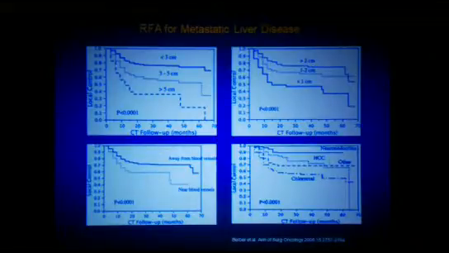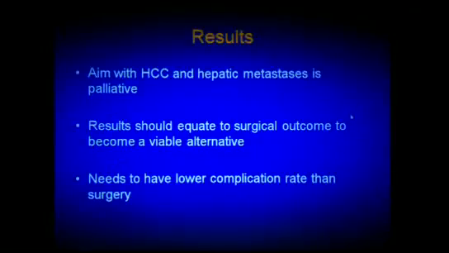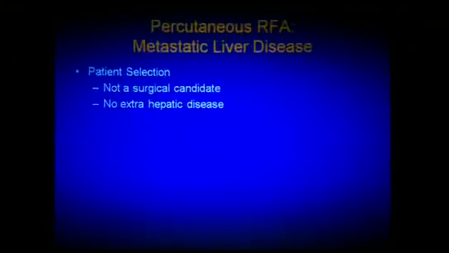Tumor histology does matter. Those with neuroendocrine tumors perform better than those with HCC, and those perform better than those with colorectal carcinoma. What's our goal? Our goal with HCC and mainly with hepatic metastasis is palliative. Our goal is to approach that of surgical outcome with hopes of having a lower complication rate than surgery.